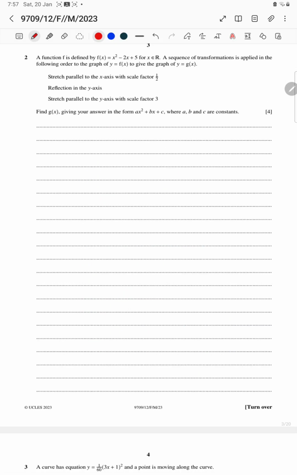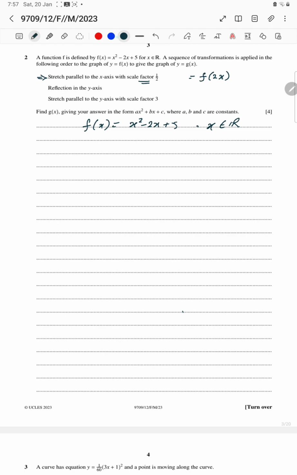Now guys, for question number 2, we have this case taken from the transformation of functions. You are given f of x is equal to x square minus 2x plus 5, where x belongs to real numbers. A sequence of transformations is applied in the following order. The first says stretch parallel to the x-axis with a scale factor of 2. It means we have to write this, your f of x will change to this one.